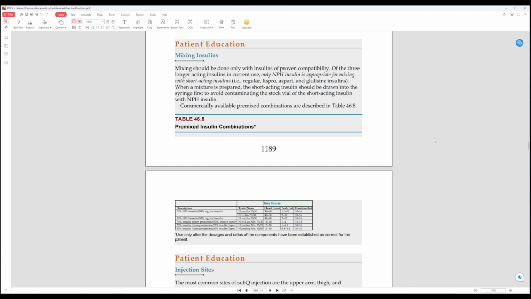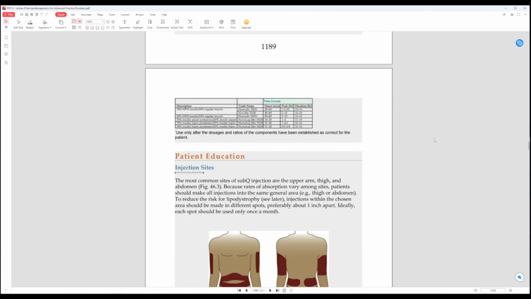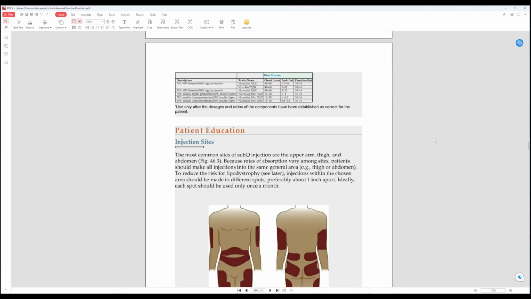Commercially available premixed combinations do exist and are here on this following table. It's a good spot to hit pause if you're unfamiliar with the different types, but there are some available.